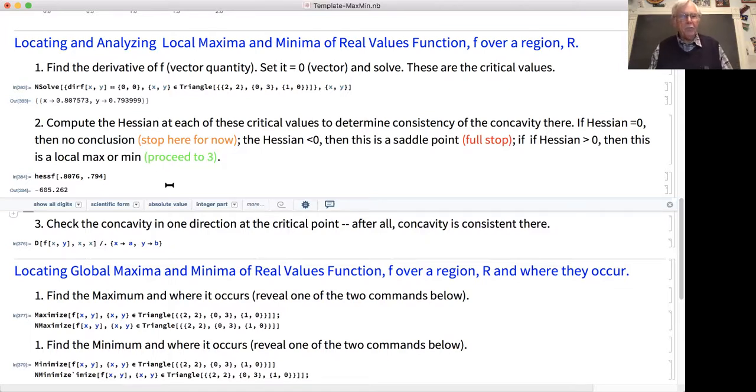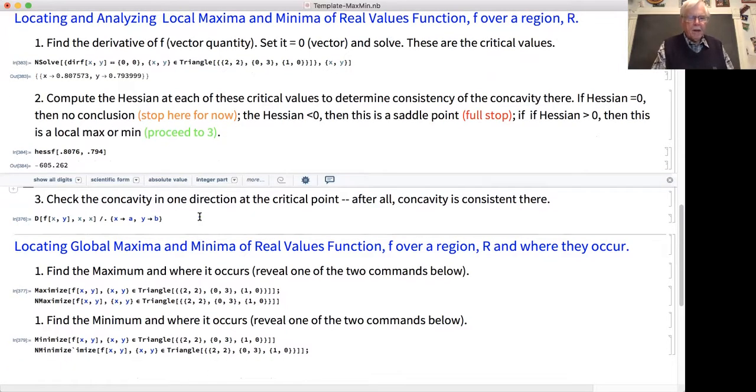So if the Hessian is positive, it would be consistent concavity, and you'd have to check if it's a maximum or minimum. And you only have to check one direction, because if you know that the concavity is consistent, then one direction will give you the same concavity as any other one. They might vary in amounts, but they'll all be up or they'll all be down, all positive or all negative. So we'll check the second derivative in the direction x.